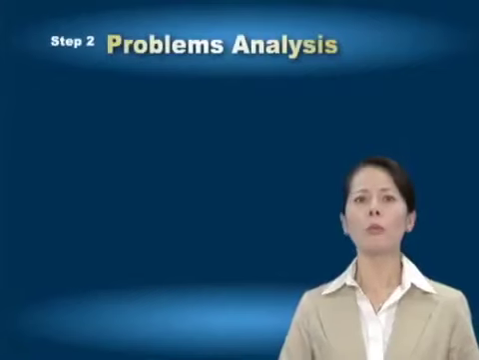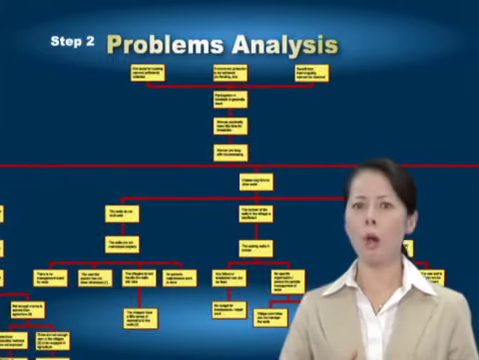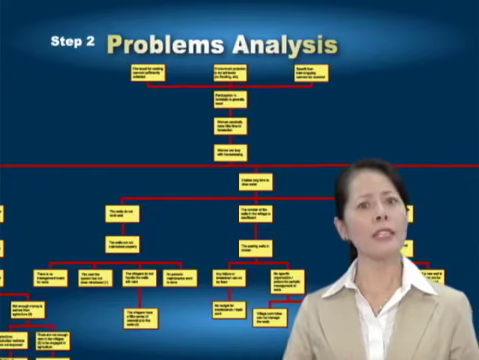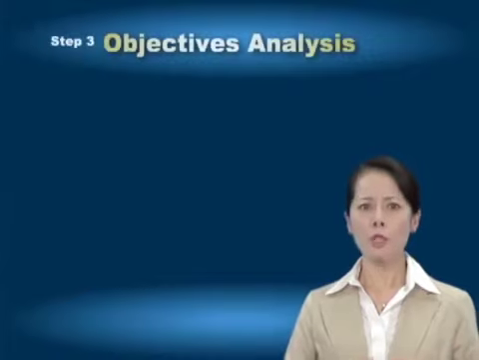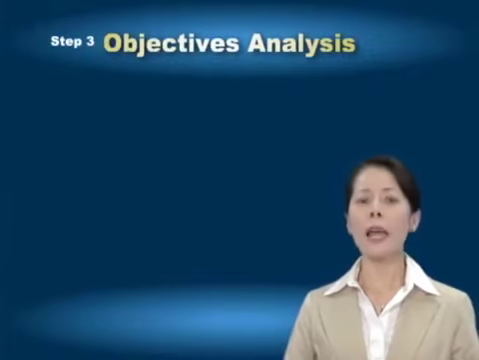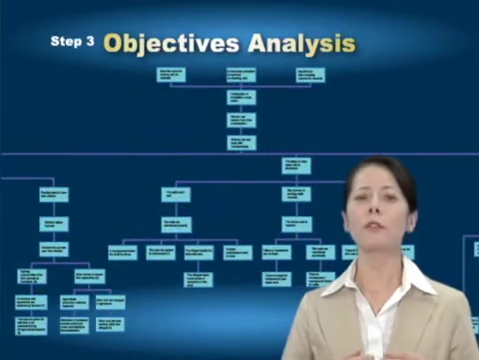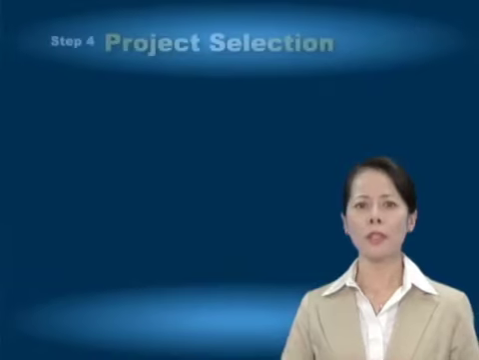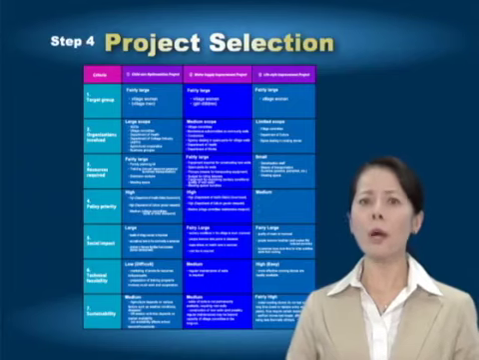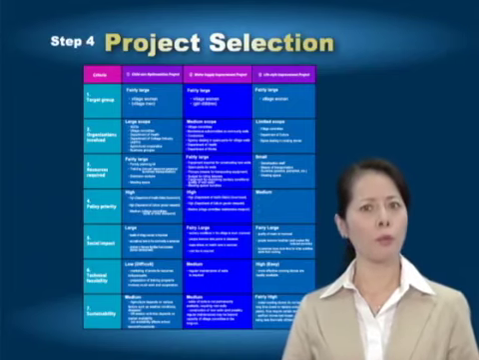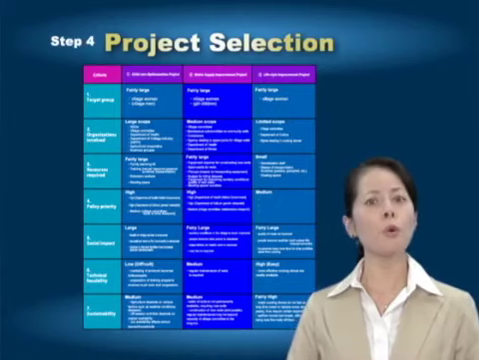Step 2, problems analysis, is used to determine what are the problems and how they are related to each other. Then, Step 3, objectives analysis, elaborates how to improve the problematic situation. Finally, Step 4, project selection, compares project alternatives by using suitable criteria for comparison, and then select a project judged to be most appropriate.